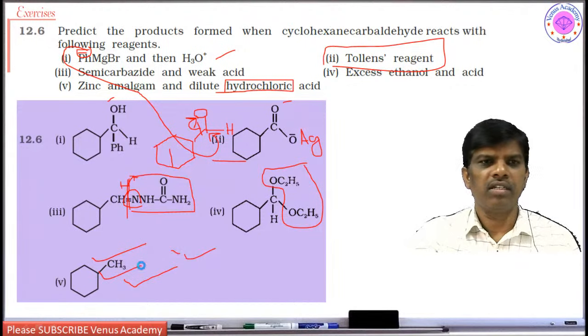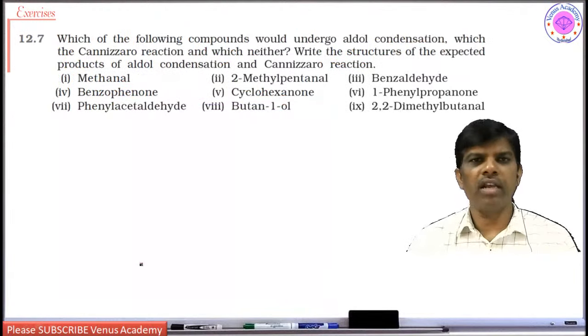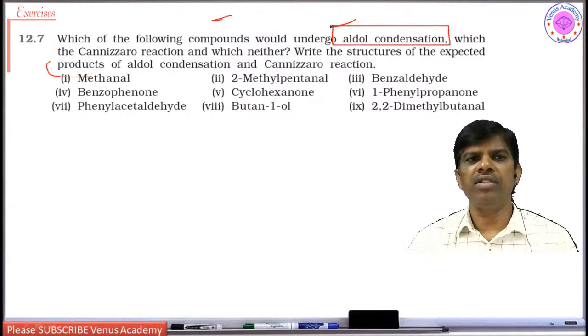This is the product. Next, which of the following compounds would undergo aldol condensation? So for aldol condensation, what is the requirement? The compound should have at least one alpha hydrogen. Which undergoes the Cannizzaro reaction? The Cannizzaro reaction is where there is no alpha hydrogen; such compounds easily undergo the Cannizzaro reaction, and which undergo neither. Write the structures of the expected products of aldol condensation and Cannizzaro reaction.